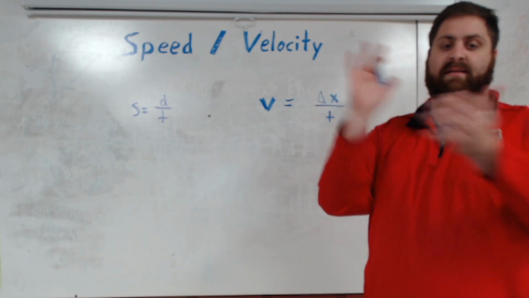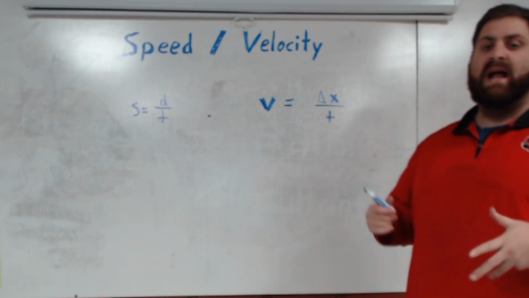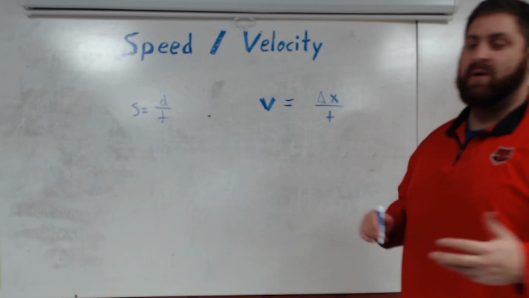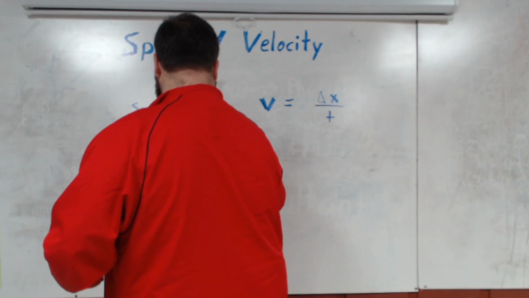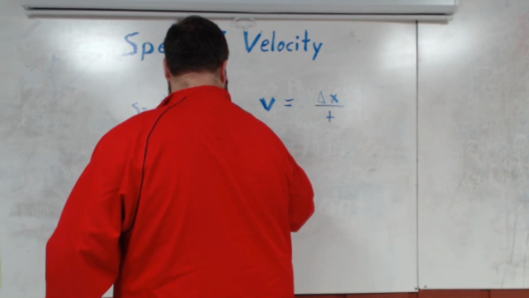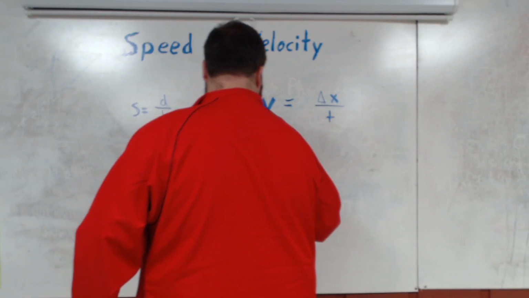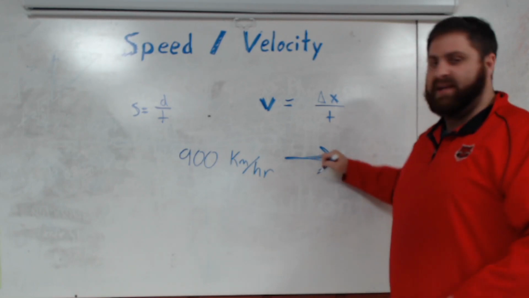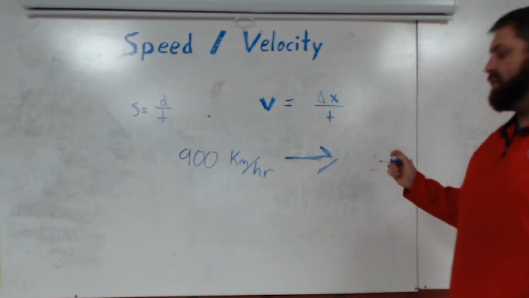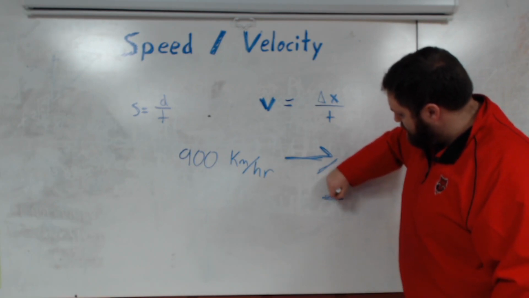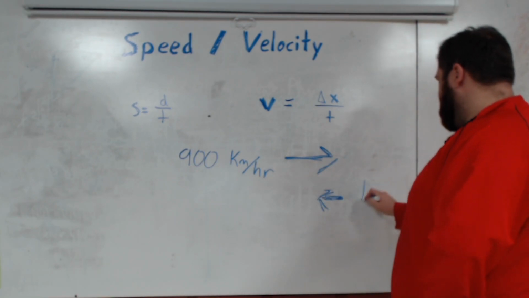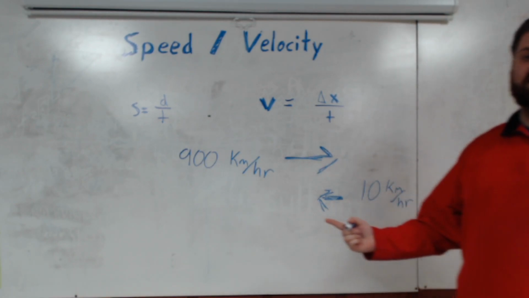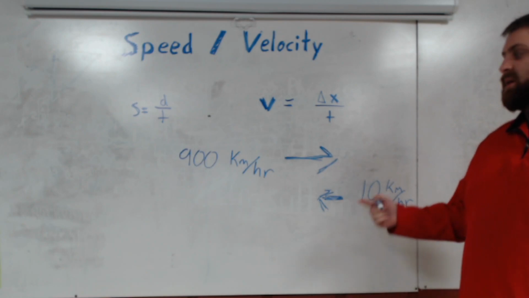When we start adding vectors, we start adding displacement into this equation. Let's say that same plane under the same power is going 900 kilometers per hour, and it's going straight east. 900 kilometers per hour straight east. But there is a wind of 10 kilometers per hour going back west. A 10 kilometer per hour wind going back west.